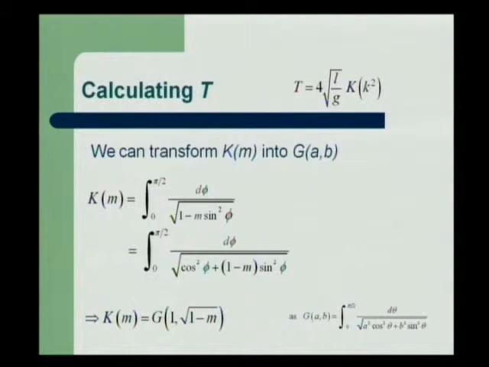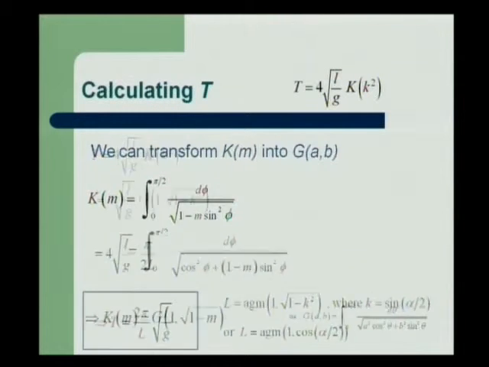We can transform the complete elliptic integral of the first kind into G of a and b when we find that the complete elliptic integral of the first kind of n is equal to G of 1 and the square root of 1 minus n.